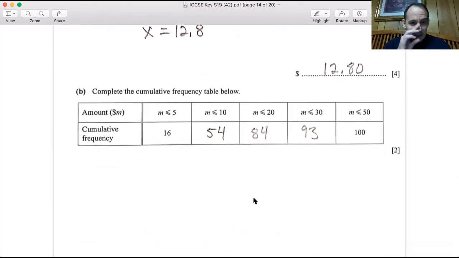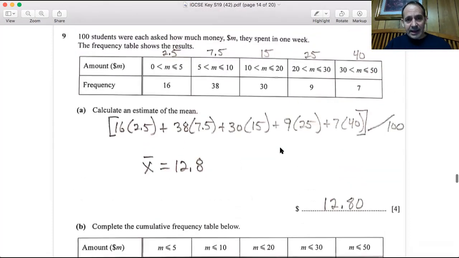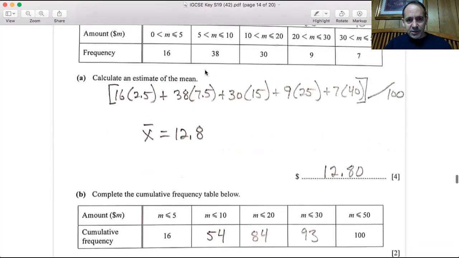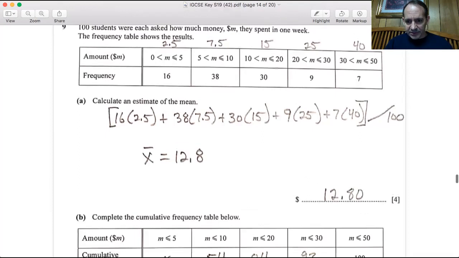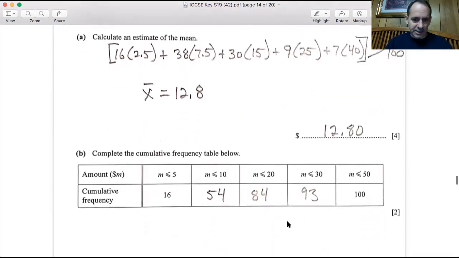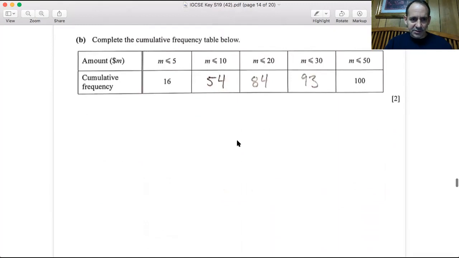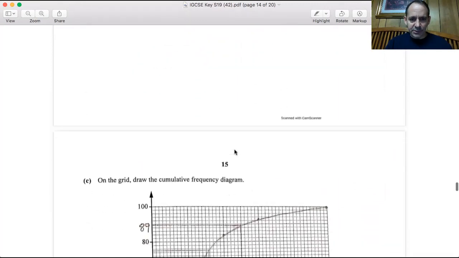Now complete the cumulative frequency. So cumulative frequency is just adding up these values. So here 38 plus 16 is 54, 30 plus 54 is 84, and 9 plus 84 is 93, and the 7 plus the 93 is the 100. So that's just 2 points there, finishing off your cumulative frequency.